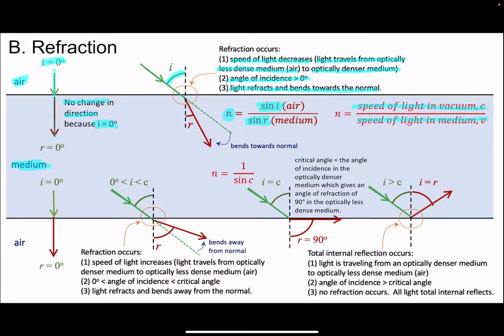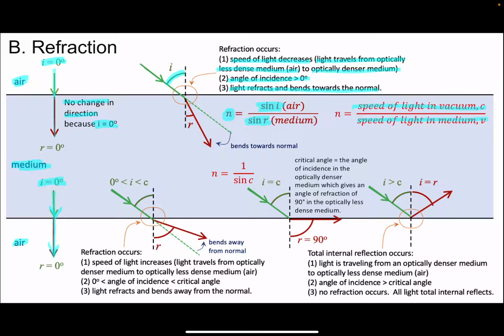Now, what happens when light travels from an optically denser medium, such as water or glass, to air? Now, if the angle of incidence is 0, same thing as before, the light will pass straight through. There will not be any change in direction of light because i equals 0.